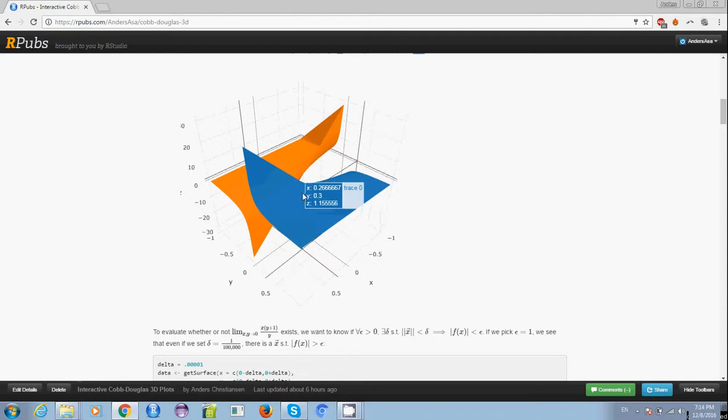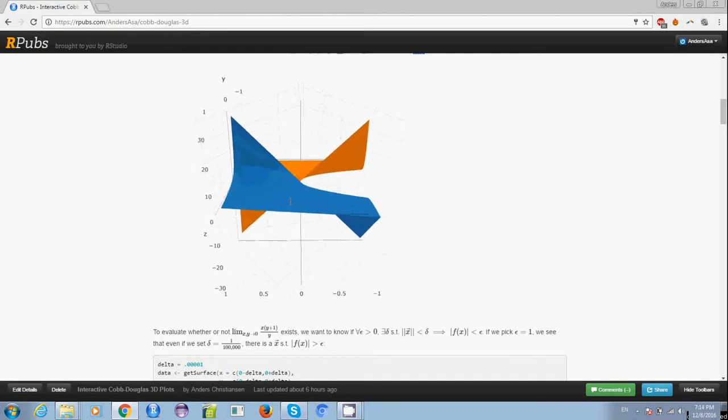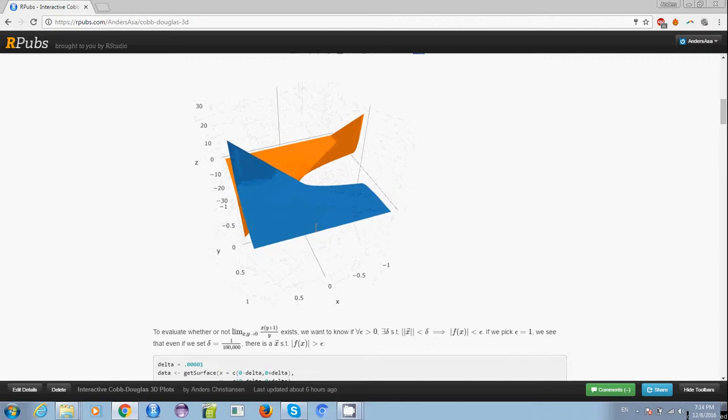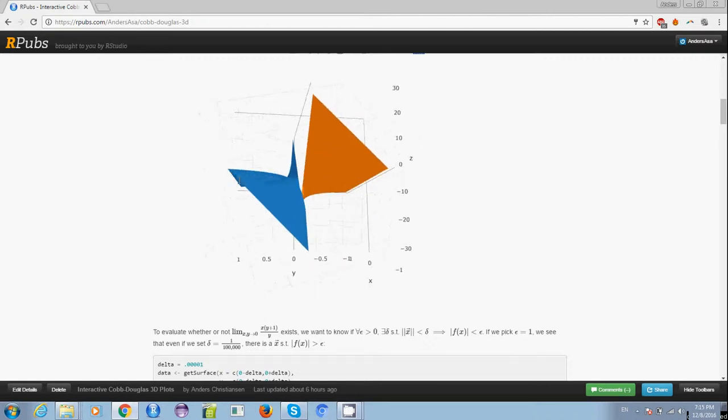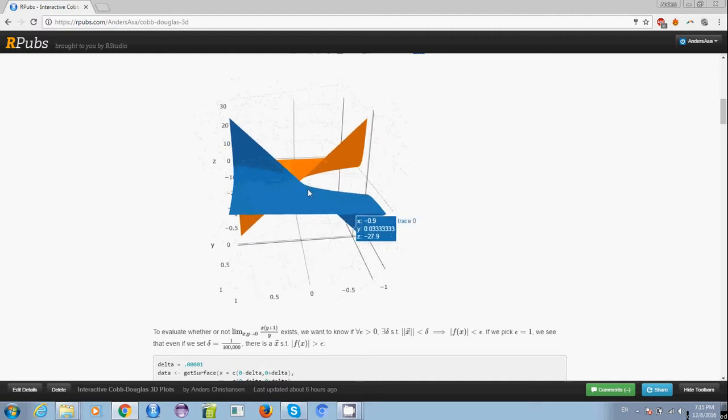If you approach the origin from the x-axis, you can see that you're getting close to 0, but it blows up to infinity if you move along the y-axis. And you can click and drag, so it's a very useful way to see this function in 3 dimensions.